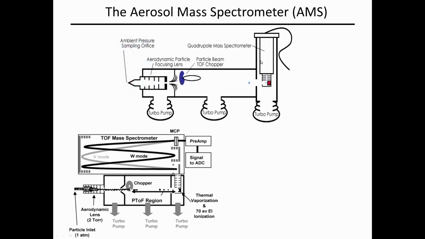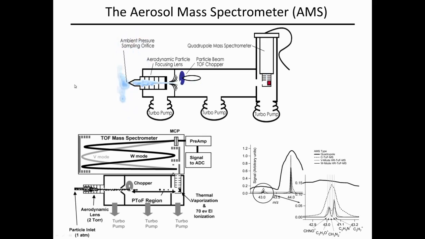So instead of the old-fashioned quadrupole, we have a more expensive, more modern time of flight mass spectrometer, and that allows us to measure the particle composition as a function of size, but with very high resolution of the chemical components. And that's what's needed for separating a lot of these organic components.